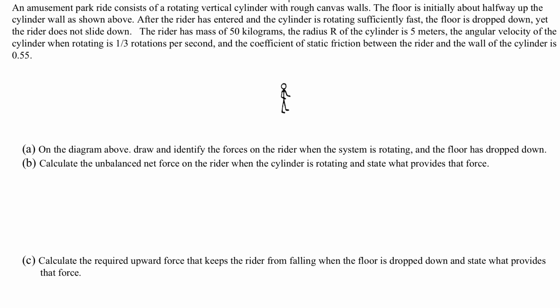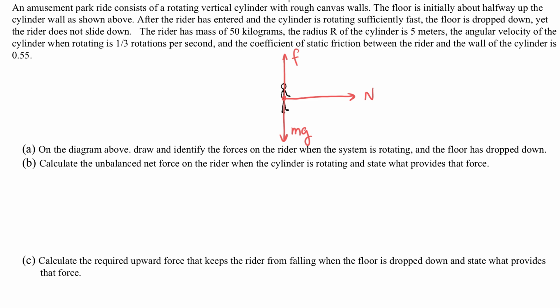So on the diagram above, identify the forces on the rider when the system is rotating and the floor is dropped out. Well, I think we can come to this conclusion pretty quickly. Can we all agree there's going to be weight downwards? And the surface they're against is the wall, so normal force this way. And that means friction has to be upwards to prevent them from sliding downwards. Yeah? It is the normal force that is causing a centripetal acceleration. It's also causing friction.